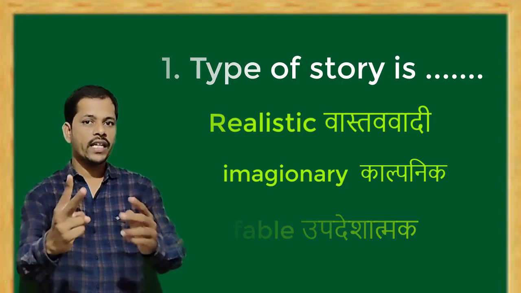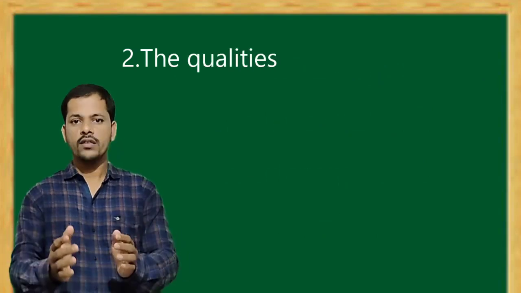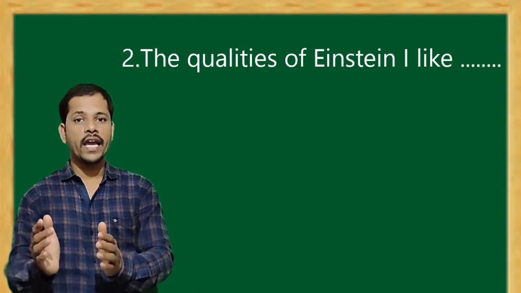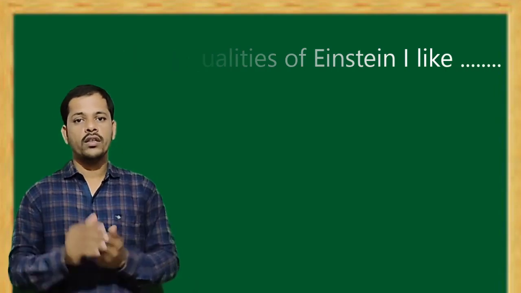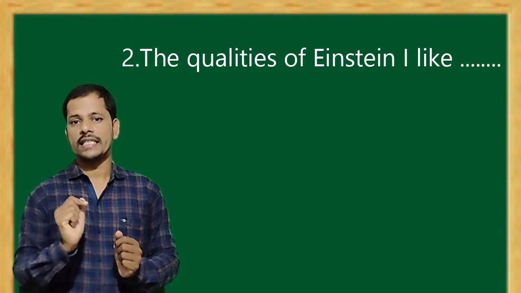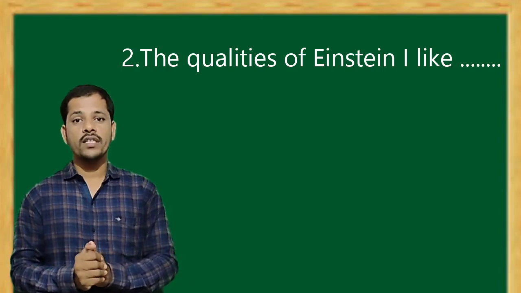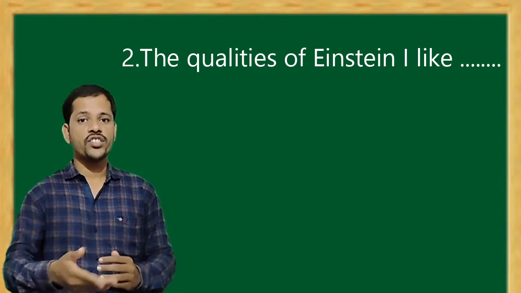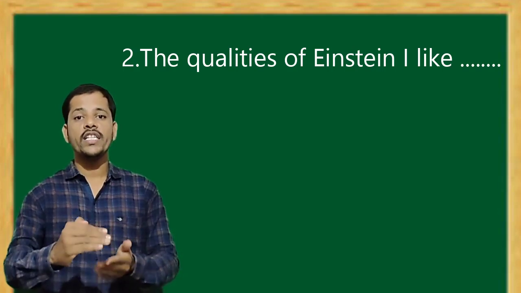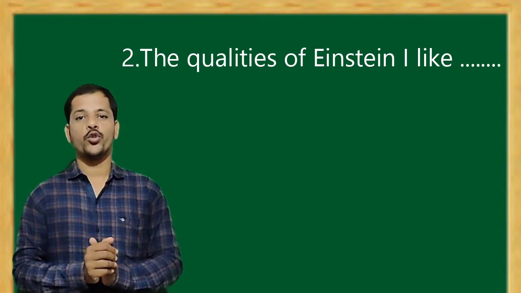Now my second question is, the qualities of Einstein I like. Here we are going to explain what qualities of Einstein you like most. It is not directly mentioned in this story, but you are going to guess or predict. Like in our first activity we learned how to predict. So now you are going to predict what qualities of Einstein are mentioned indirectly in this story.